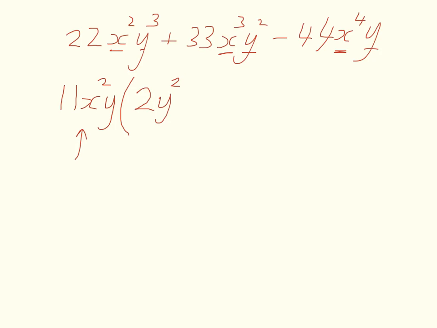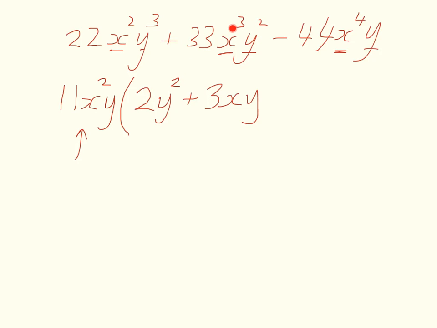Now I'm looking at 11x squared y, and I need to get to this thing here, so I definitely need a 3 to make it 33. I have got x squared, but I want x cubed, so I need another x. And I've got y, but I want y squared, so I need another y. Okay? So what I've done here is I've done this term multiplied by this, gives us this thing here. This one multiplied by this one gives us this term.